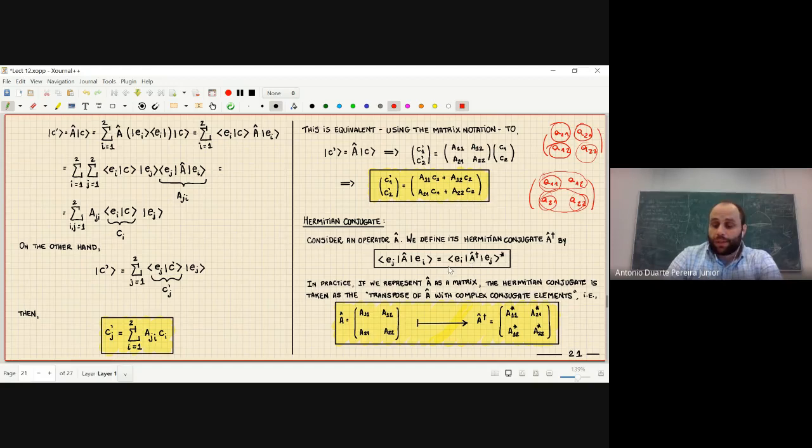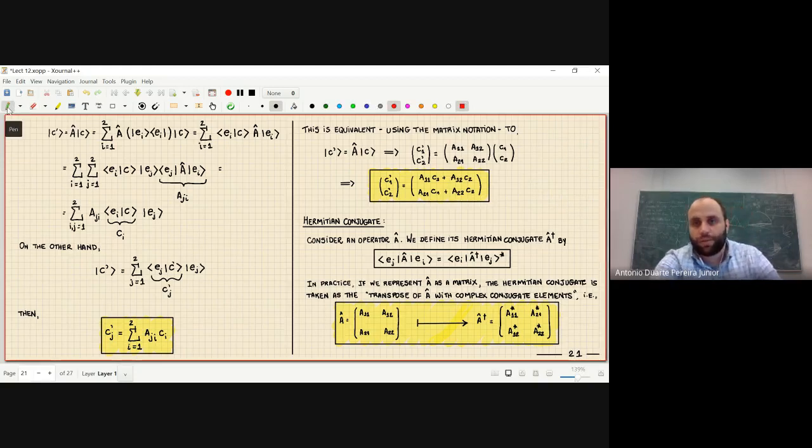And here I'm saying another thing. After taking the transpose, you take the complex conjugate. Okay? So the element Ij of the matrix A dagger will be the element Ji of the matrix A complex conjugate. So this gives a very practical and handy way of defining, of writing the Hermitian conjugate of a matrix.